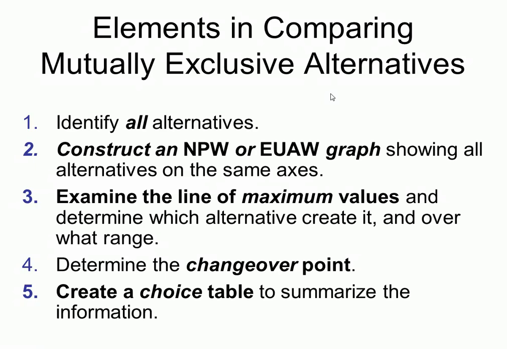First step would be to identify all alternatives. That means that we would need to look whether we can do nothing or whether do nothing is not an option. Then we need to construct either a net present worth or equivalent uniform annual worth graph showing all alternatives on the same axis. And then we want to examine the line of the maximum values and determine which alternative created it and over what range. We also want to determine the changeover point.